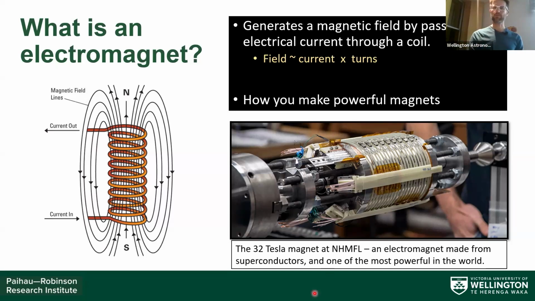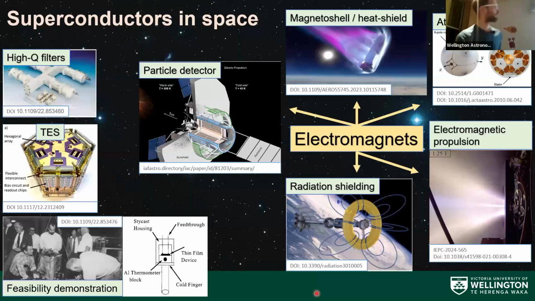Here you can see an example of a 32 Tesla magnet. This is one of the most powerful magnets in the world at the moment, and it's made, of course, from superconductors. Okay, so that's what electromagnets are, and why you need to use a superconductor, so you can put a lot of current through them. And these are some of the applications for electromagnets.